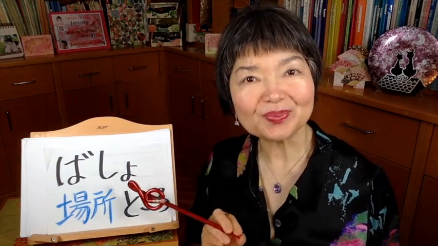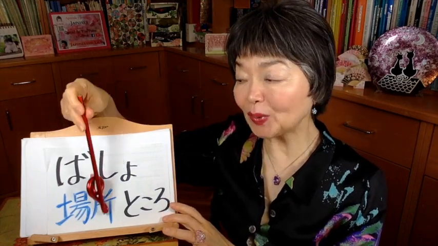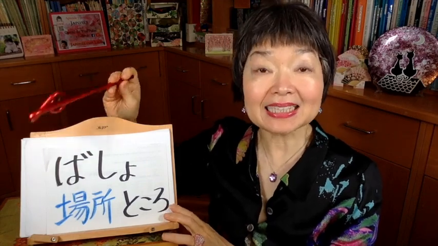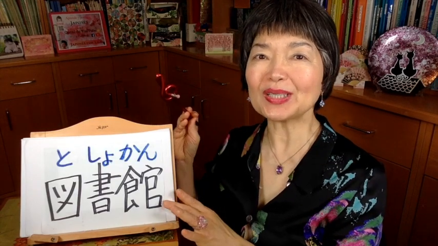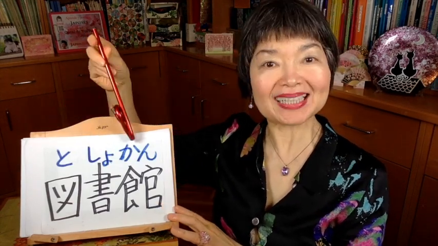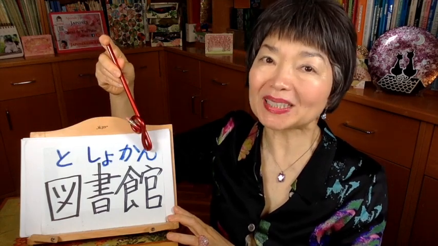So this one, shi and yo, sho. The first one, basho, with this kanji. Basho means the place. And the synonym is also tokoro. Tokoro is only this kanji. But basho and tokoro have the same meaning, place. 図書館. Well, 図書館 means library.